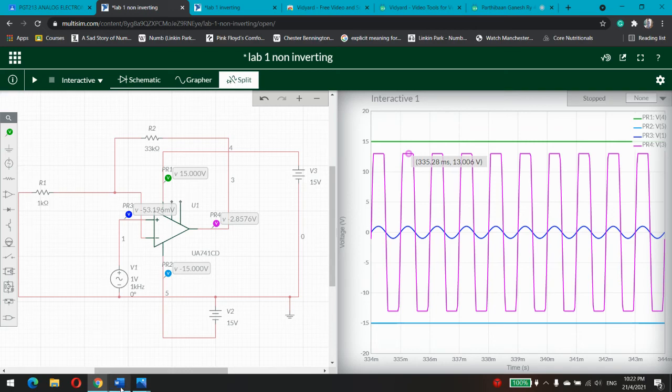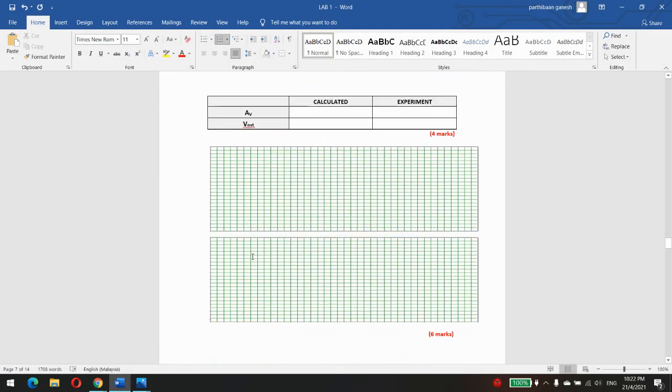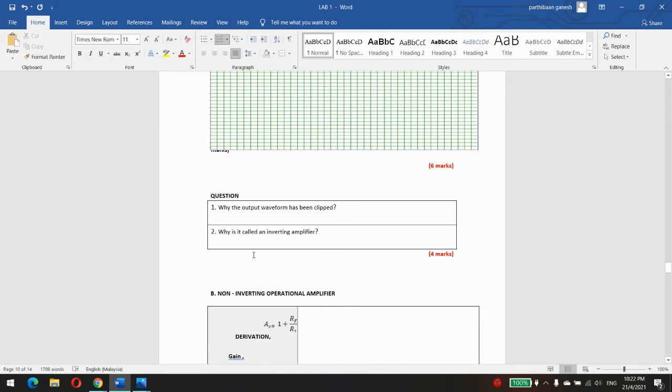Now we go to the lab sheet, and I'm going to answer the questions. Why has the output waveform been clipped? It's because V in times the gain increases with the voltage source.